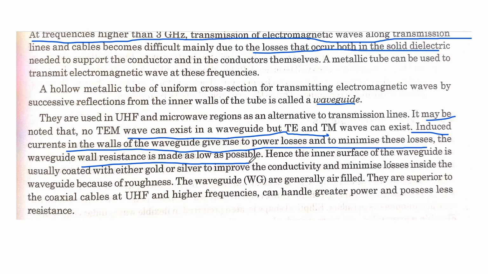To reduce that loss, we need to coat the walls of the waveguide with gold or silver. Remember this, here observe. Hence the inner surface of the waveguide is usually coated with either gold or silver to improve the conductivity and minimize the losses. Okay, to improve the conductivity and minimize the losses, we coat the waveguide with gold or silver polish. And next one is, the waveguides are generally air filled.